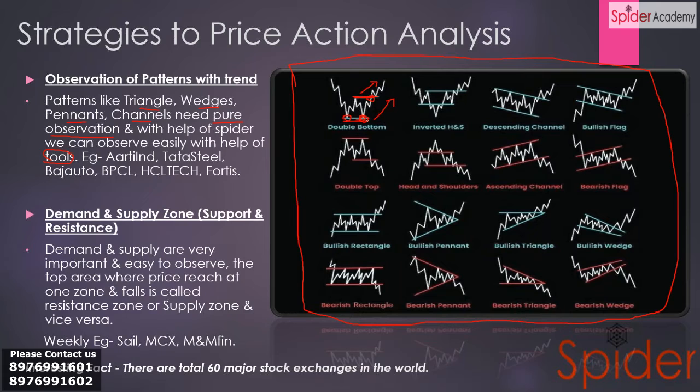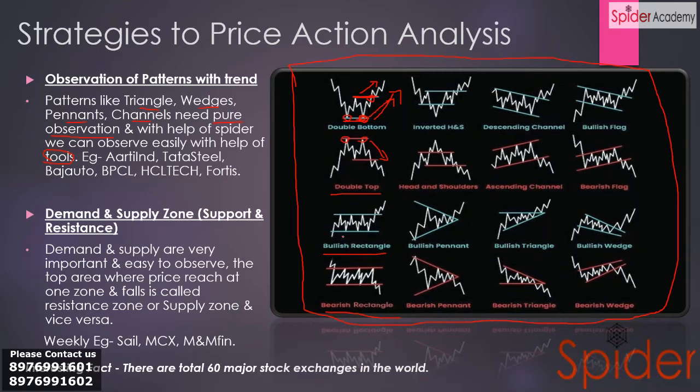Once the bottom has appeared, we'll wait for the confirmation of one or two candles, and after that we will go for buying. Okay, same thing with the double top. Once the double top has appeared, we'll go bearish. We'll go for short. Below that we have the bullish rectangle and the bearish rectangle.